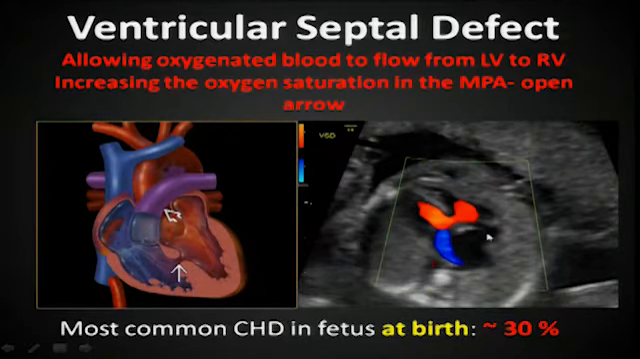And just remember, there are going to be small VSDs that you're never going to pick up in utero because usually the pressure levels between the left and the right ventricle are pretty similar. So unless it's a bigger VSD, if it's very small and multiple, like a spaghetti colander, you're not going to pick those up. What we're looking for are the larger defects, where we can actually see blood flow across that septum.